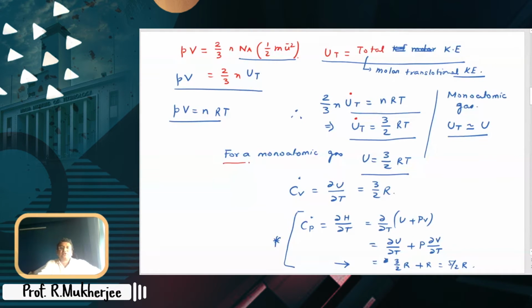And for monoatomic gas, or for that matter, essentially for an ideal gas, what we have is this. Everybody by now understands this because we have discussed this concept in pretty much detail. So what we get is the molar kinetic energy is U dot, and that turns out to be 3/2 RT, right?